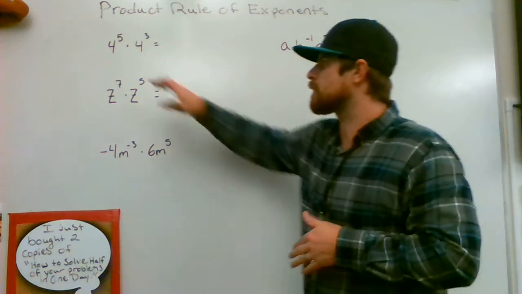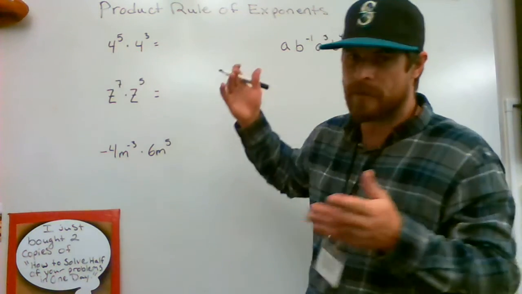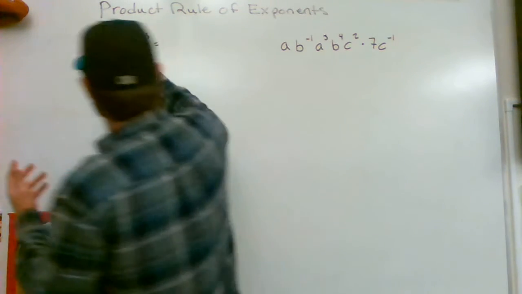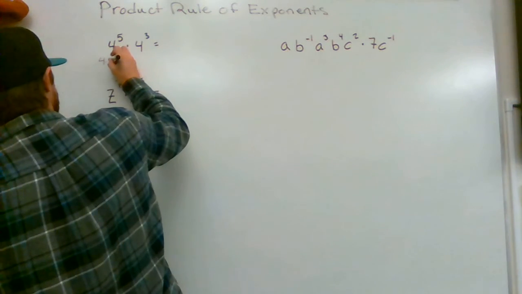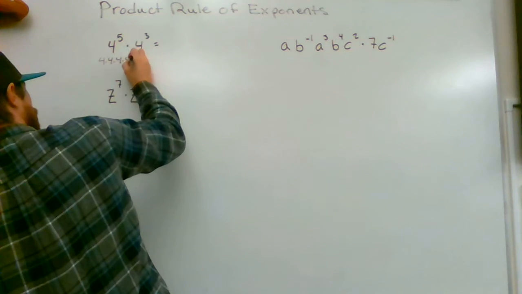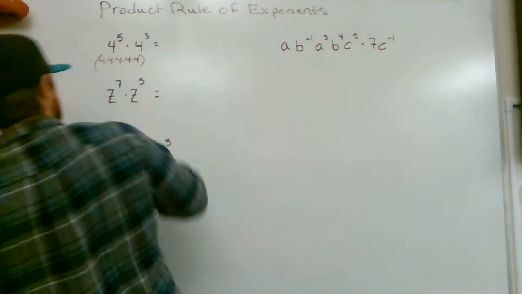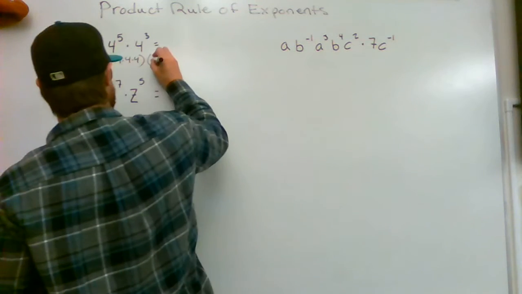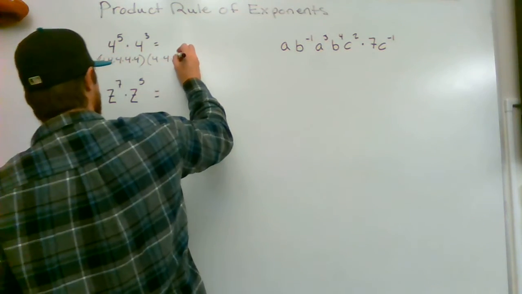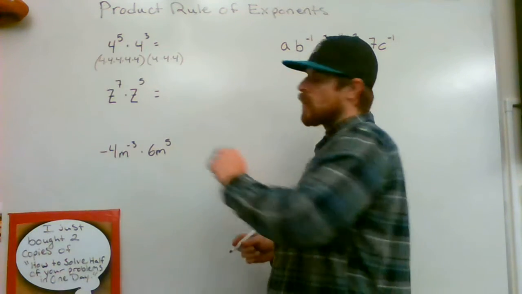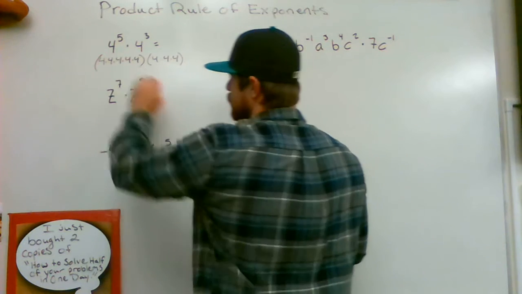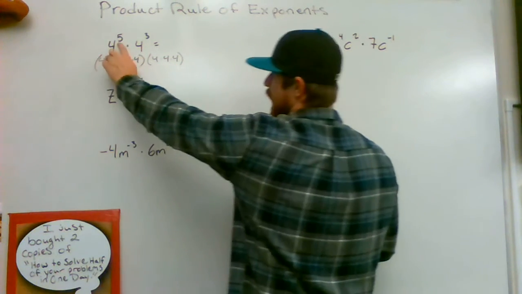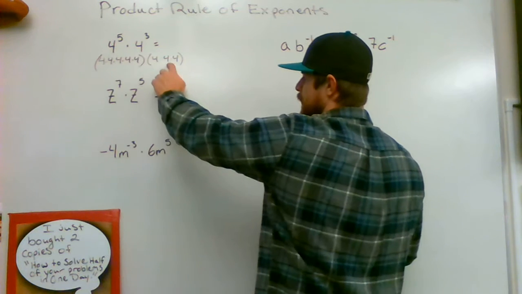So starting with our first problem, 4 to the 5th power times 4 to the 3rd power. I'm going to break it down for you so you understand why this works. Here we go. 4 to the 5th power means 4 times 4 times 4 times 4 times 4, 5 times. And they want us to multiply that by 4 to the 3rd, which is 4 times 4 times 4, 3 times. So all of these 5 4s being multiplied together by all of these 4s being multiplied together gives us a grand total of 5 plus 3.